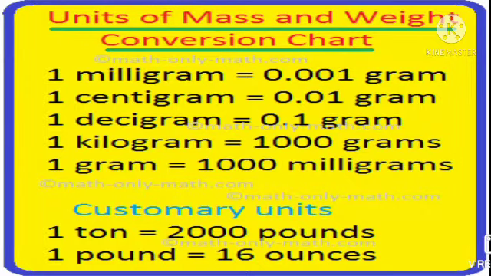Units of mass and weight conversion chart. 1 milligram is equal to 1/1000 gram. 1 centigram is equal to 1/100 gram. 1 decigram is equal to 1/10 gram. 1 kilogram is equal to 1000 grams, and 1 gram is equal to 1000 milligrams. Here you are studying only the last two conversions. That is, 1 kilogram is equal to 1000 grams. 1 gram is equal to 1000 milligrams.